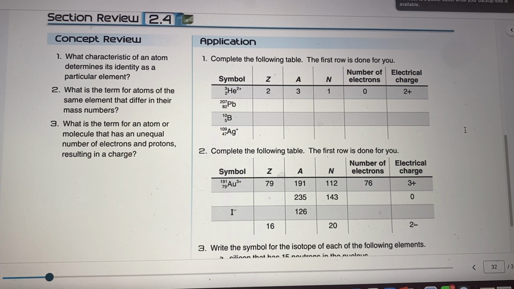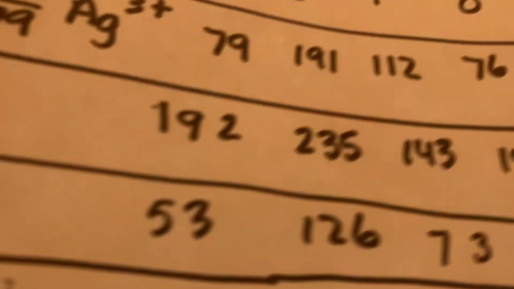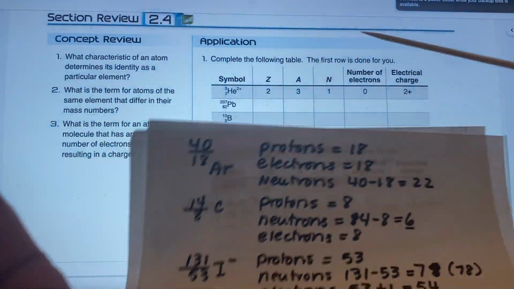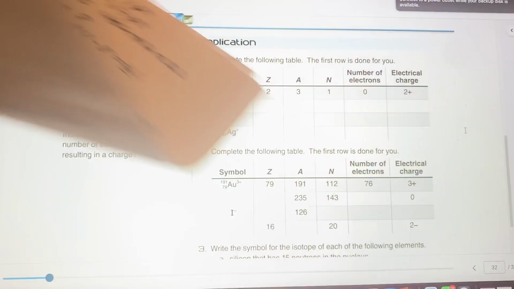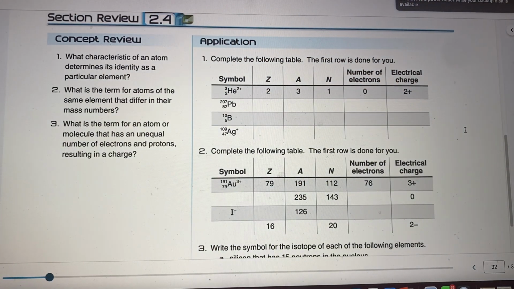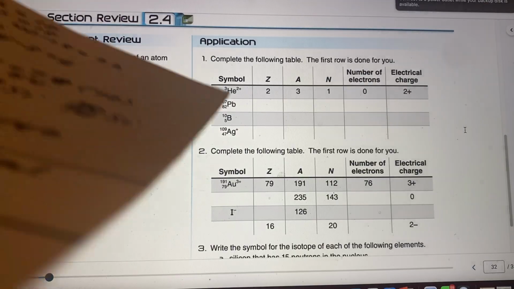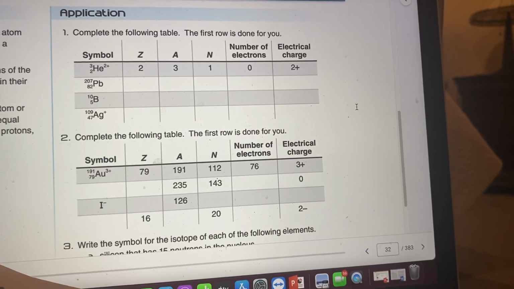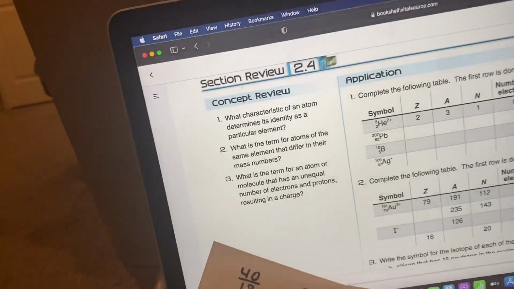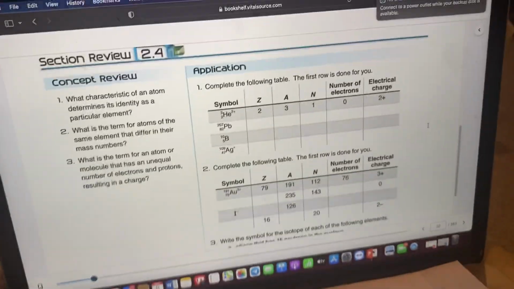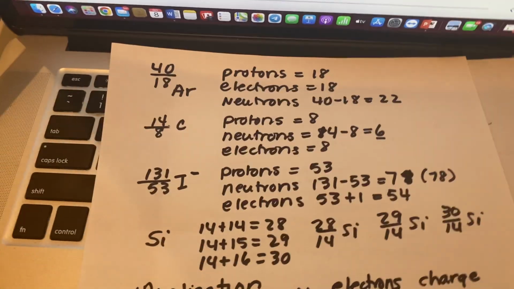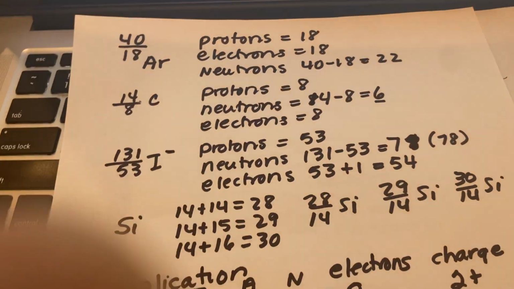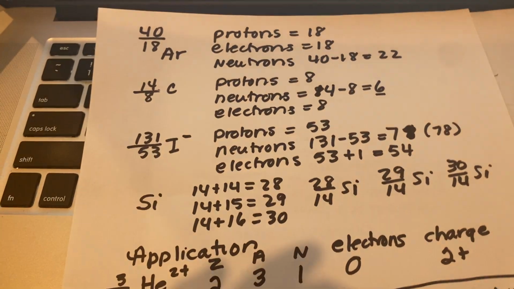So let's look at that. I'll move this here so you can look at what I just did. Sorry. Right here. Okay. So this is what I just did here.